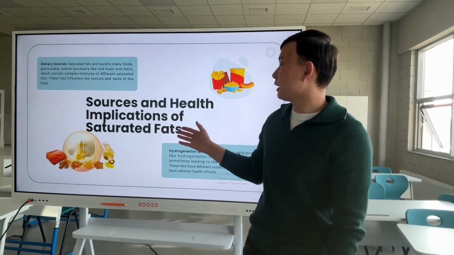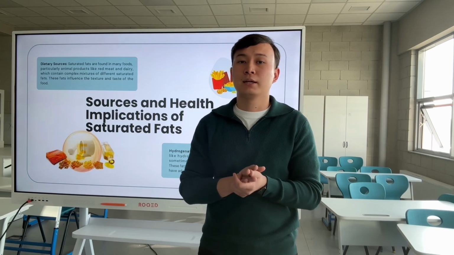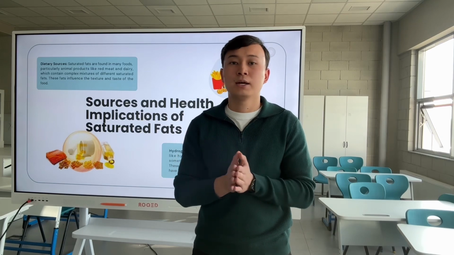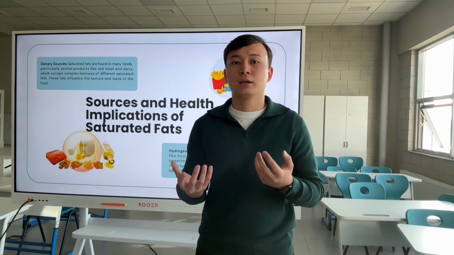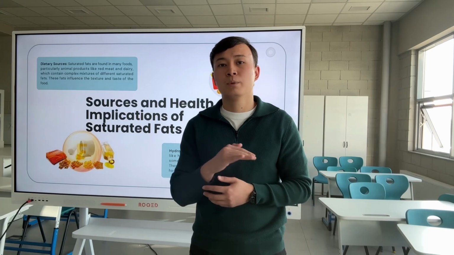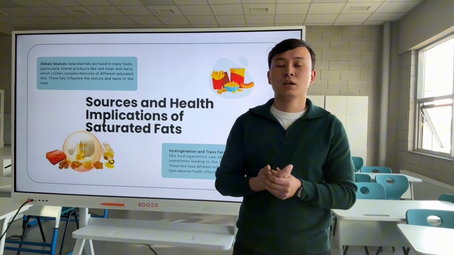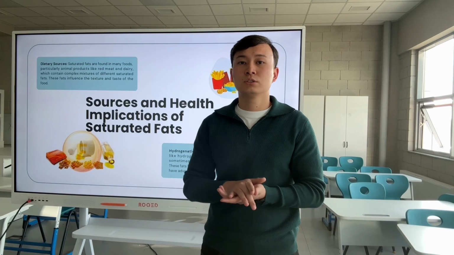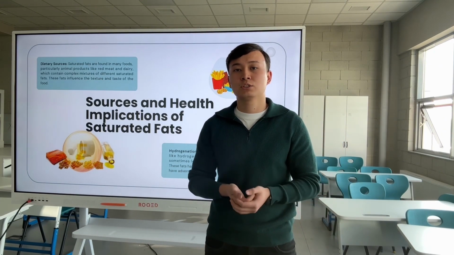The sources and health implications of saturated fats. Saturated fats come from many foods, and animal products like red meat and dairy have complex mixtures of different saturated fats, which affects the texture and taste of food. Tropical oils like coconut and palm oil have different profiles. Coconut oil has medium-chain fats that are used for energy, and palm oil has palmitic acid used for cellular building. Also, industrial processes like hydrogenation change unsaturated fats, sometimes creating trans fats, which have different structures and health effects.